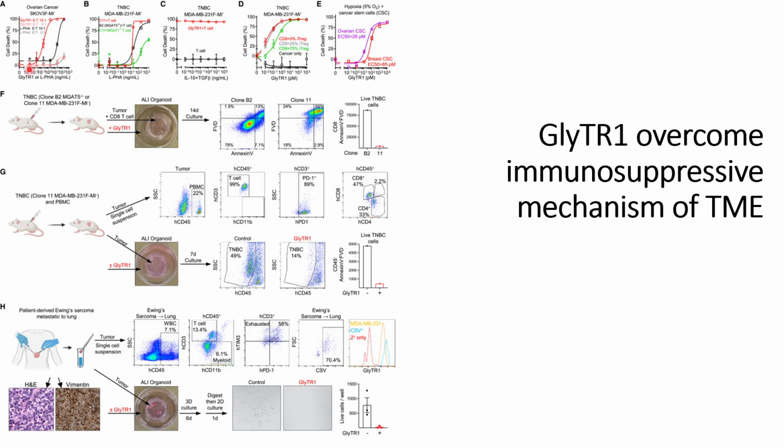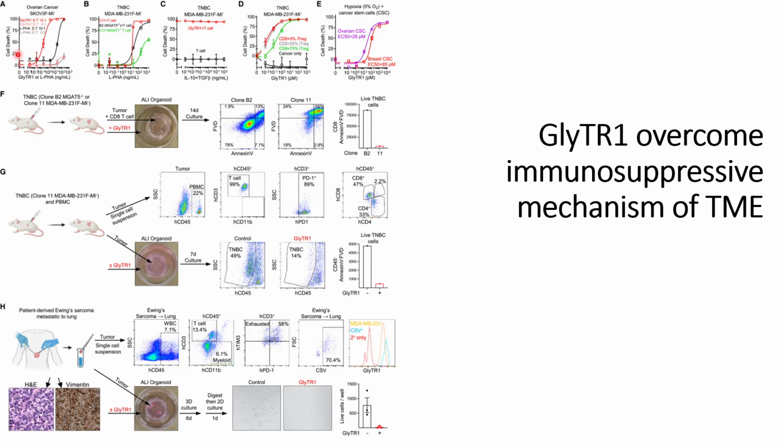So first, they check GlyTR1 roles in the presence of L-PHA lectin. GlyTR1 has a domain that can act as L-PHA. So they used L-PHA alone, and on the other hand they used GlyTR1 along with ovarian cancer cells and checked the cell death.